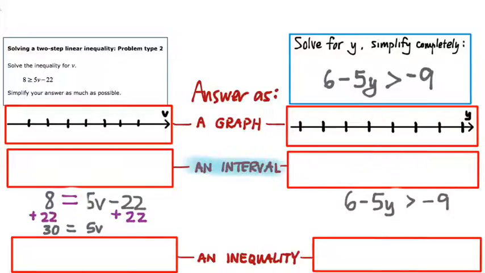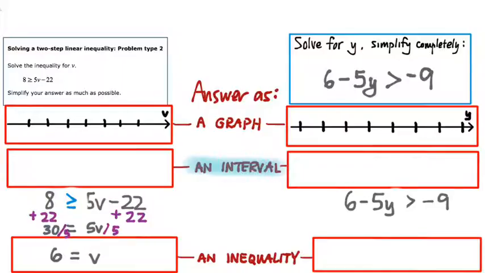Then I divided by 5. Divided by 5, because 5v is 5 multiplied by v, and dividing by 5 will get rid of the 5 attached to the v. And that will leave me on the right-hand side with v. It'll leave me on the left-hand side with 30 divided by 5, which is 6. And then, if I'm pretending that there was an equal sign there in the first place, I would have gotten v equals 6. And that's great, but we changed the problem when we changed the inequality sign to an equal sign. So let's go back and retrace that.